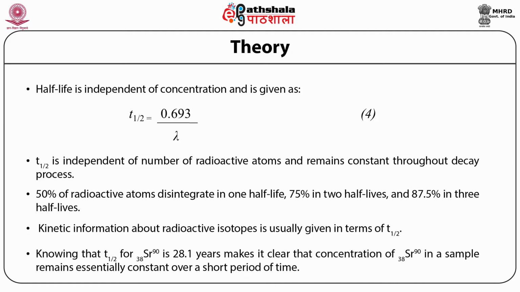Knowing, for example, that the decay constant for strontium with atomic number 38 and atomic weight 90 is 0.0247 per year does not give an immediate sense of how fast it disintegrates. On the other hand, knowing that the half-life for strontium with atomic number 38 and atomic weight 90 is 28.1 years makes it clear that the concentration of strontium-90 in a sample remains essentially constant over a short period of time.